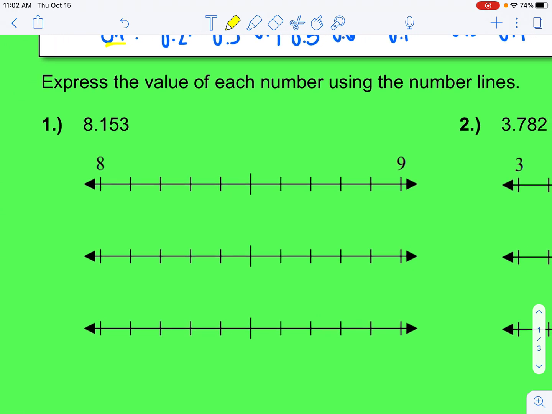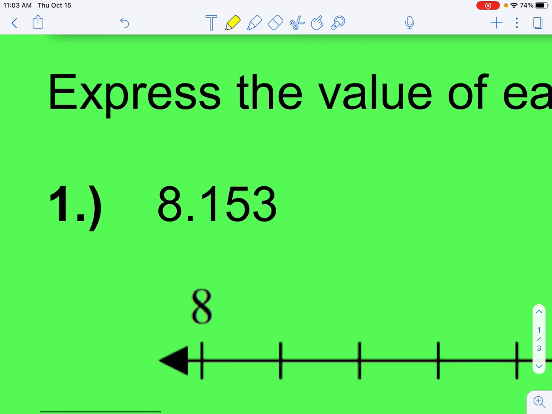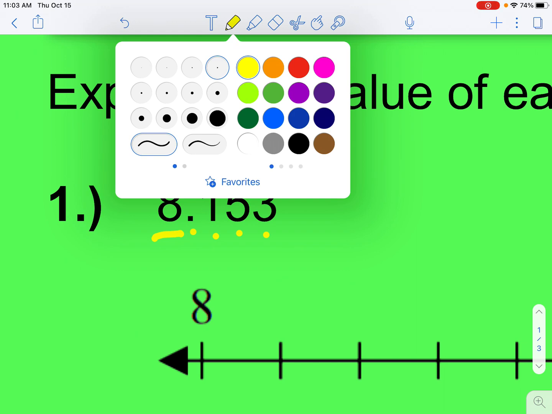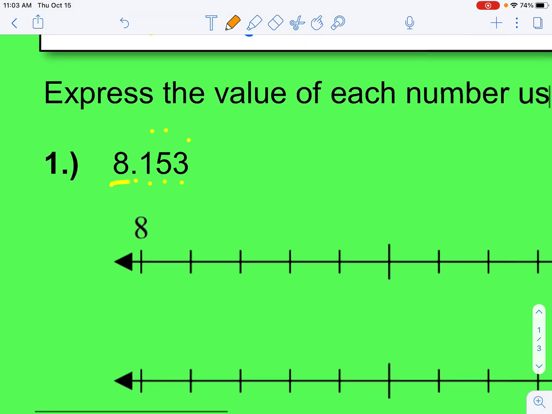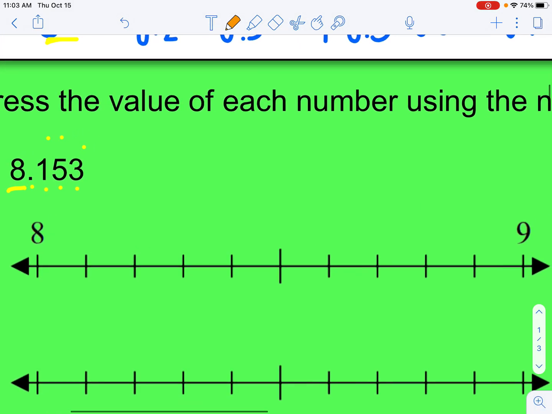We are going to express the value of each number using the number lines. So if we look at our first number, I have 8 and 153 thousandths, because it goes tenths, hundredths, thousandths. Okay, so right now we are going to be filling out a lot of number lines. So if I am going too fast for you, remember, pause the video so that you can get to where I am and then play the video when you're ready.